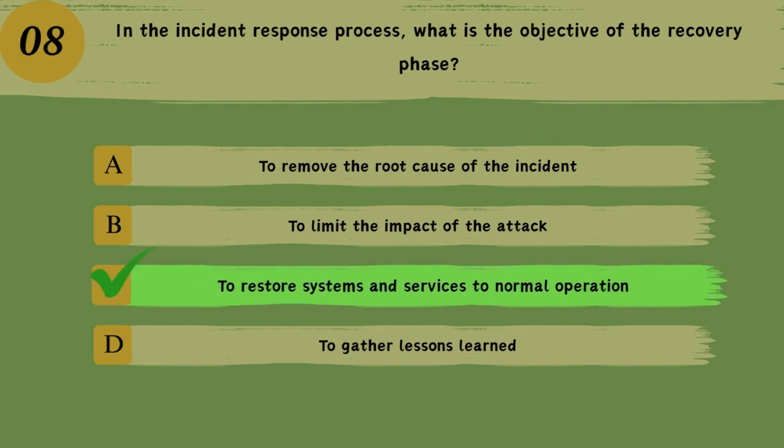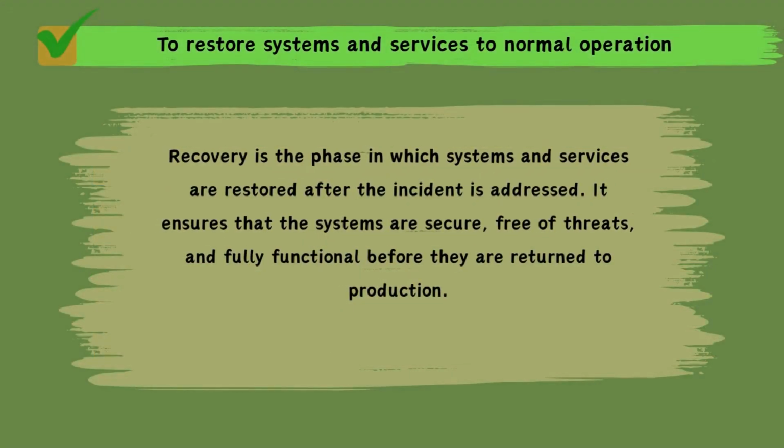Correct answer. C. To restore systems and services to normal operation. Recovery is the phase in which systems and services are restored after the incident is addressed. It ensures that the systems are secure, free of threats, and fully functional before they are returned to production.